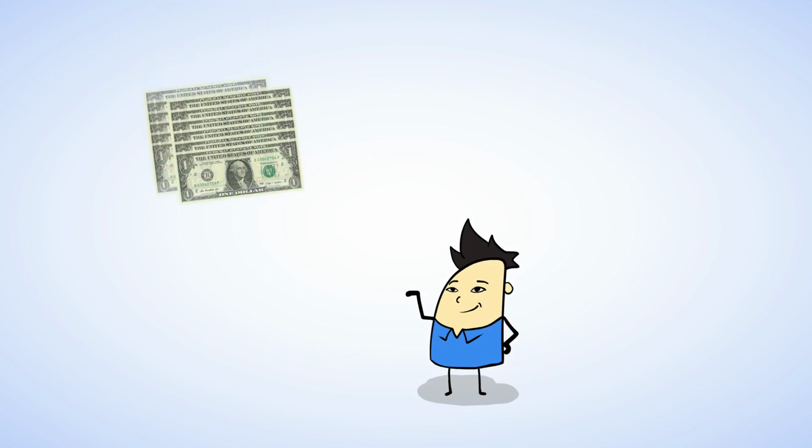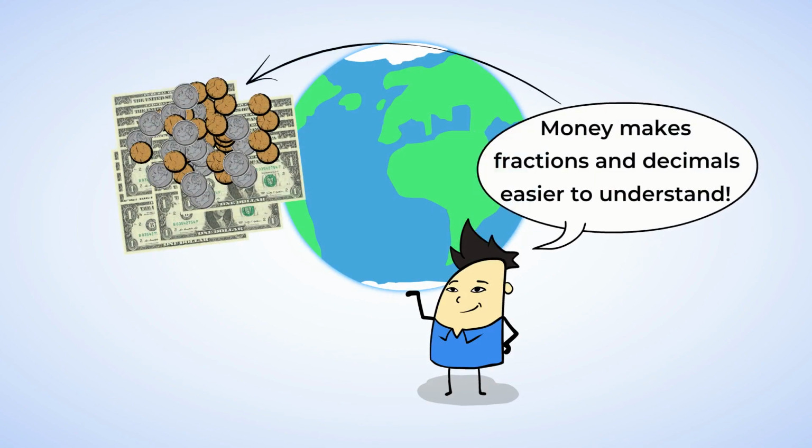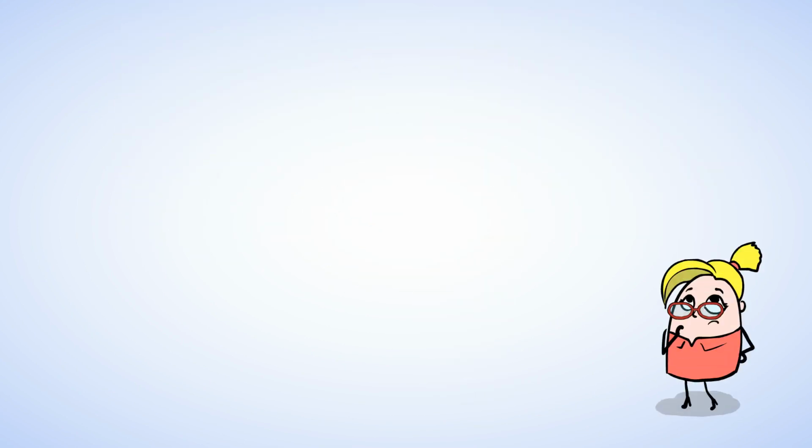Some people say that money makes the world go round. I say money makes fractions and decimals easier to understand. Dimes and pennies are a great way to relate to tenths and hundredths.